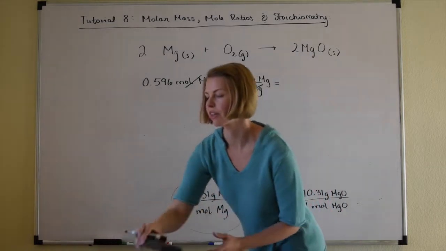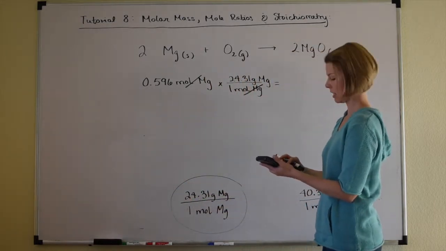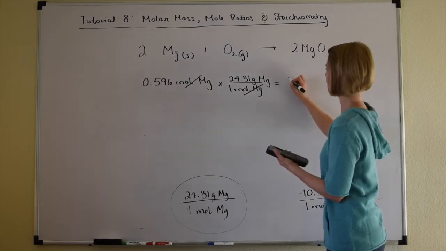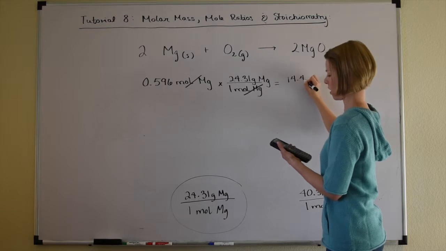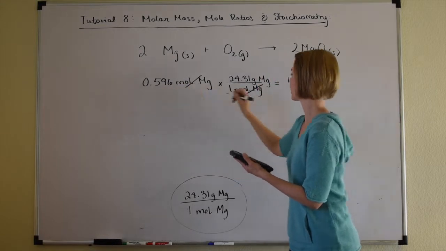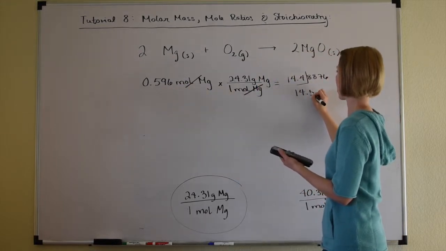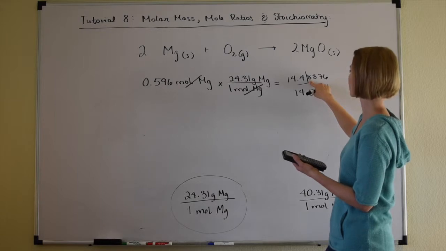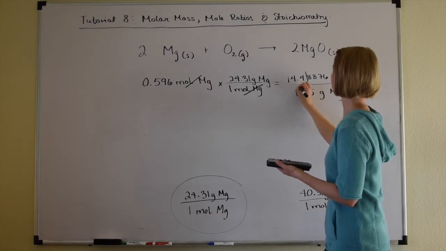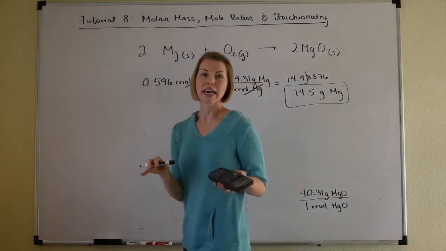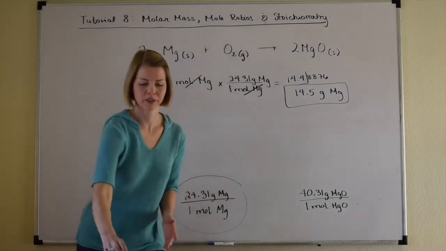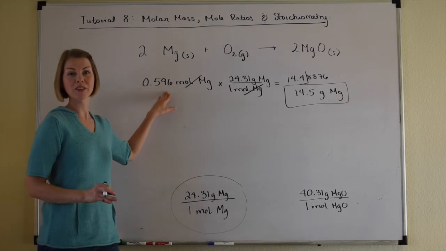And I'm going to grab my calculator here. So 0.596 times 24.31, we get 14.48876. I'm going to go ahead and round that to 3 digits here. So 14.5, because I'm rounding up here. This is greater than or equal to 5. And my unit is grams of magnesium. So now I can go into the lab and I can measure out 14.5 grams of magnesium for this reaction that I'm trying to do. Couldn't do it when I had it in moles.